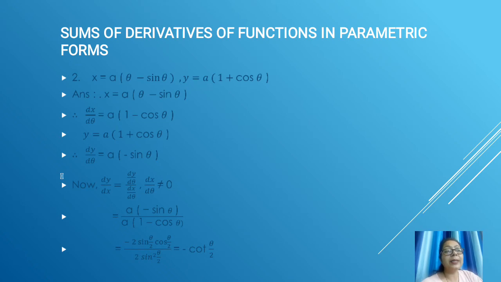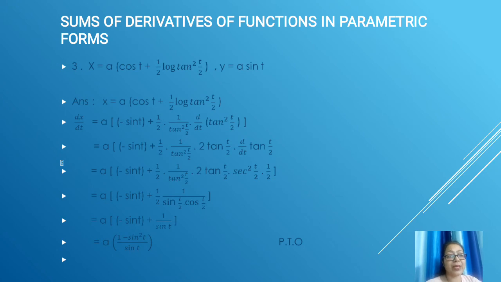So now dy/dx, with the formula we put dy/dtheta by dx/dtheta, where dy/dtheta is minus a sin theta and dx/dtheta is a into (1 minus cos theta). a will be cancelled. Now for sin theta, by the trigonometric formula, we can put 2 sin theta by 2 cos theta by 2, and the denominator 1 minus cos theta we can put as 2 sin square theta by 2. 2 will be cancelled, minus will come in front, and one sin theta by 2 in the numerator and denominator will be cancelled. So the answer is minus cot theta by 2.